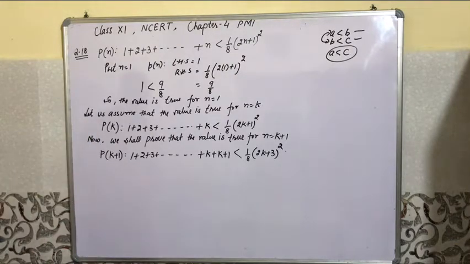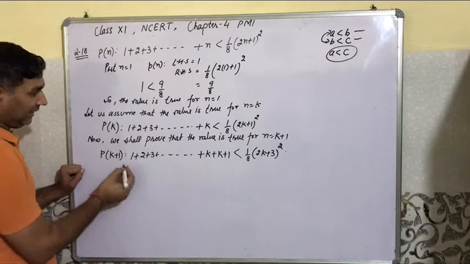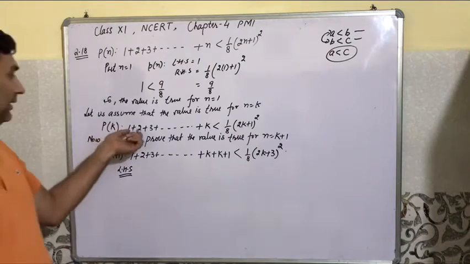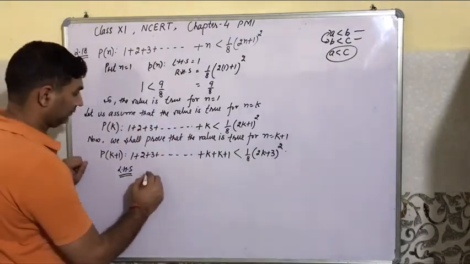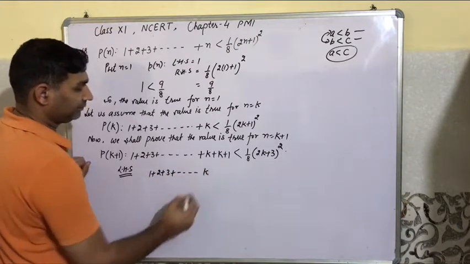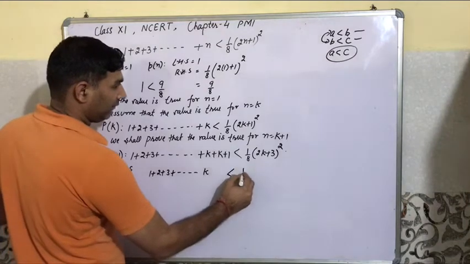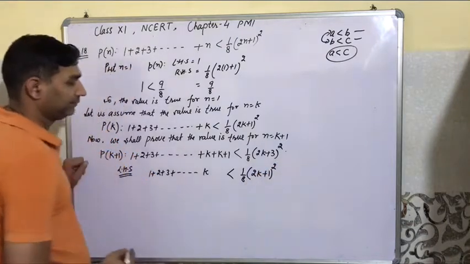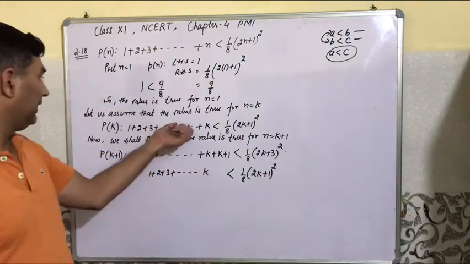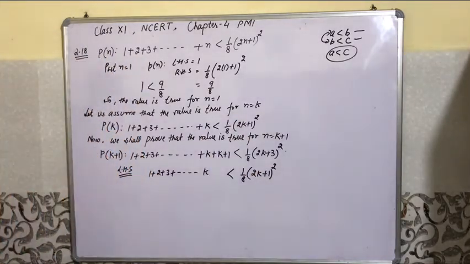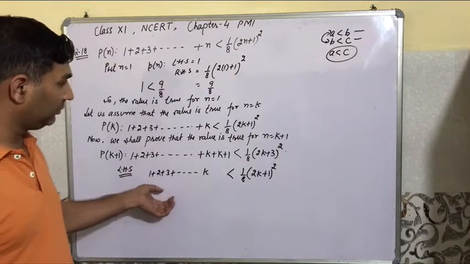Then use this technique. Now we want to prove the left hand side. First of all we will put the value: this P of k, 1 plus 2 plus 3 plus and so on up to k, and this value is less than 1 by 8 (2k plus 1) whole square. We know that this value is less than (2k plus 1) whole square by 8. For the left hand side we had to use the value of P of k, so we wrote this.